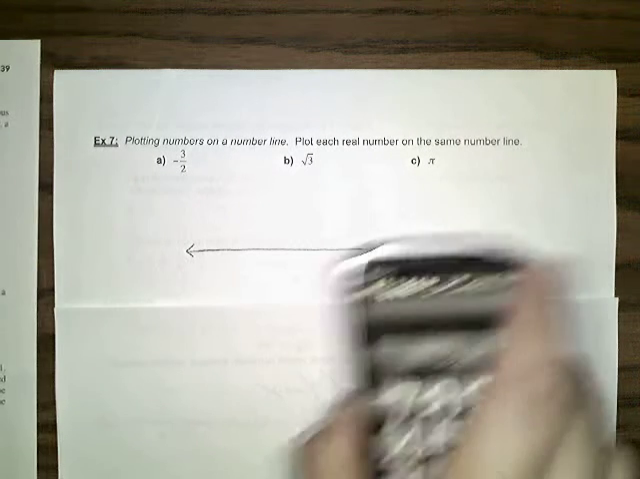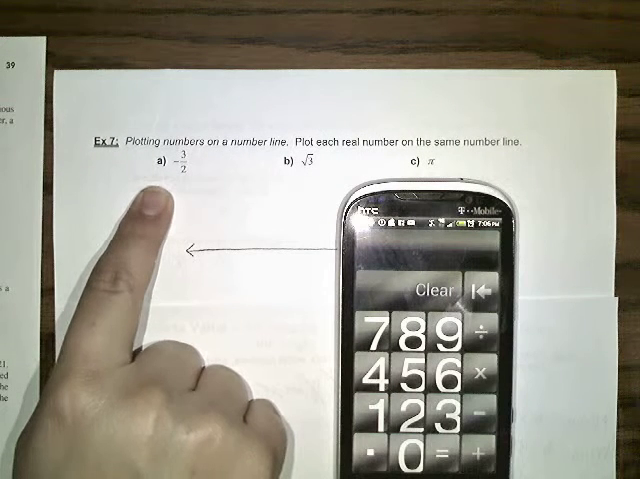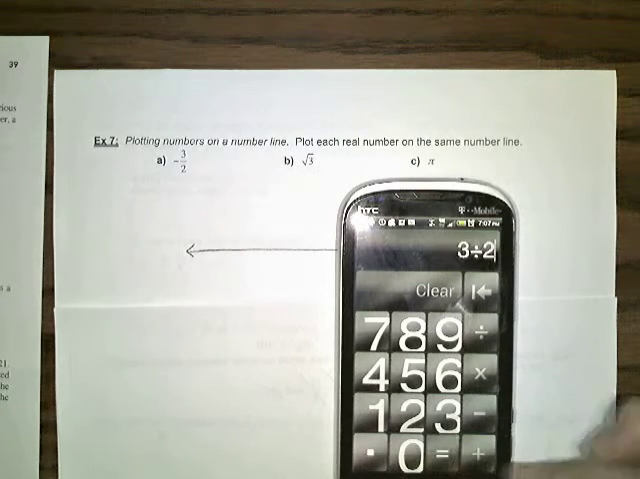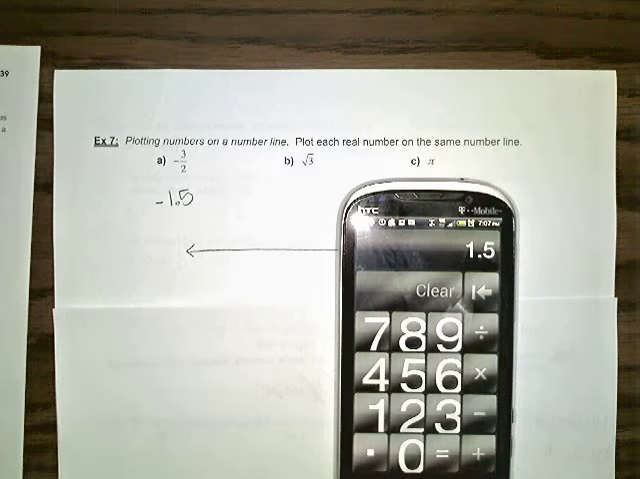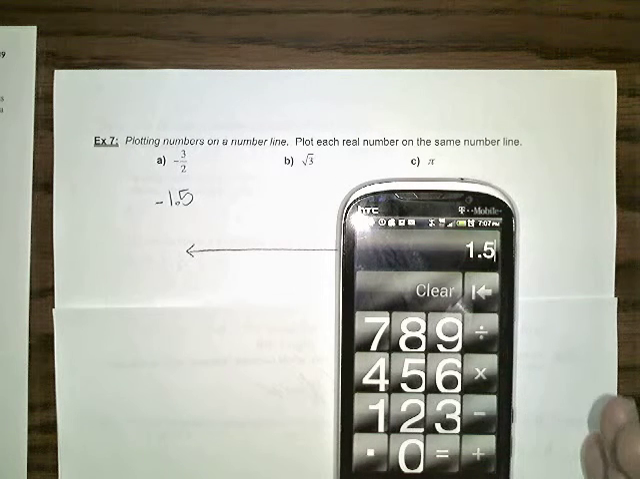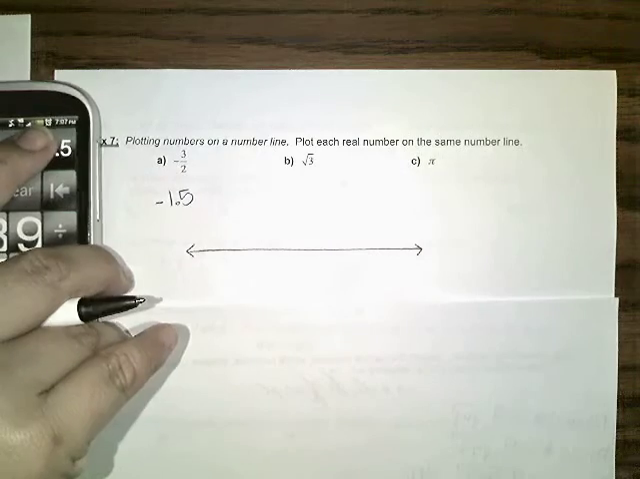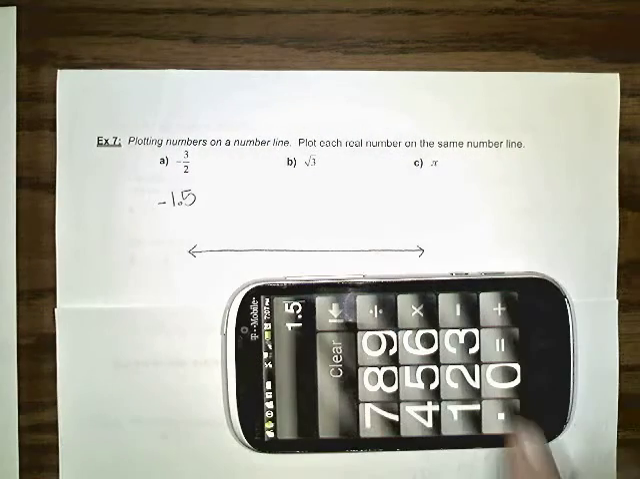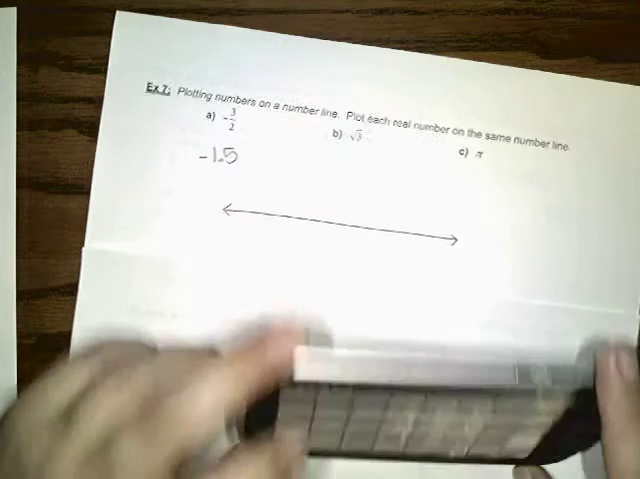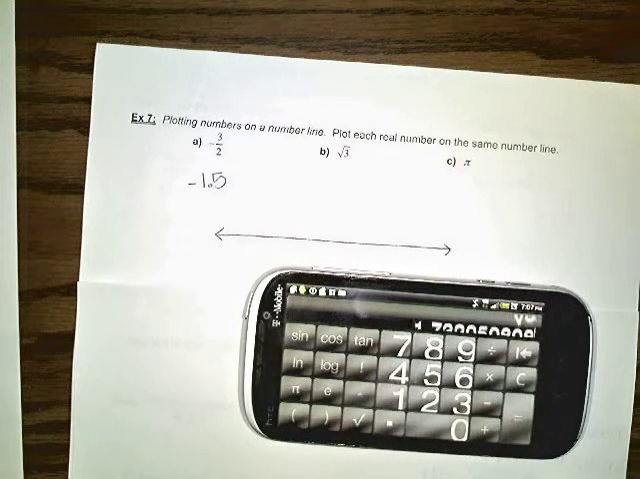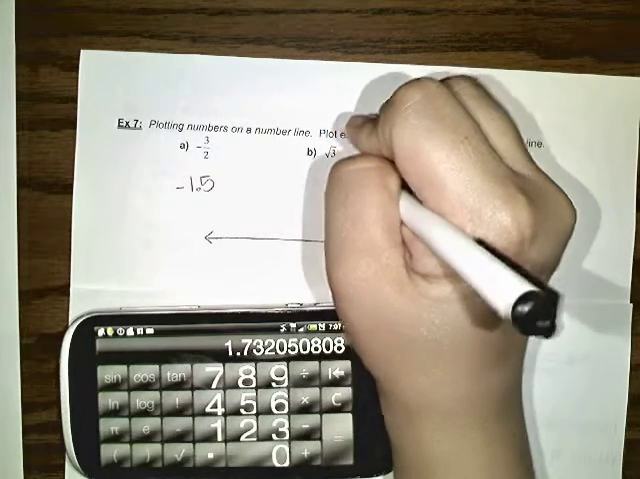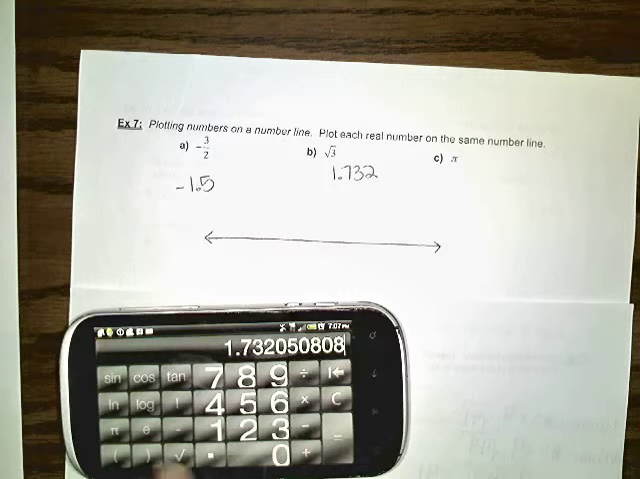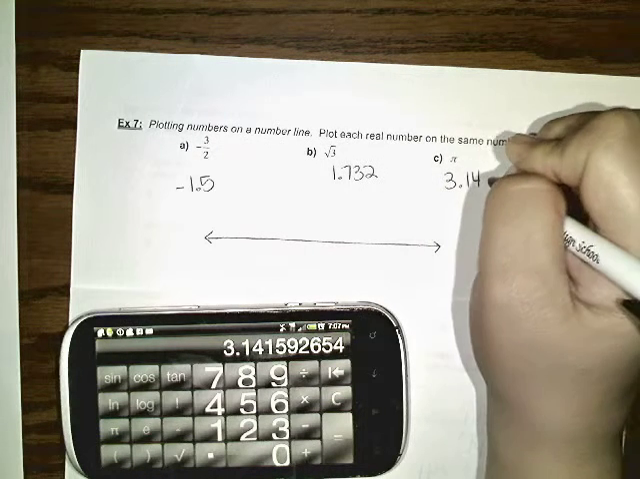Whether you take your calculator or if you just know what -3/2 is, we can take 3 divided by 2. So that gives us -1.5. Decimals are a really good way to relate numbers to each other because decimals are very understandable. Then we have the square root of 3, which is 1.732. And then we have pi, which is 3.142.